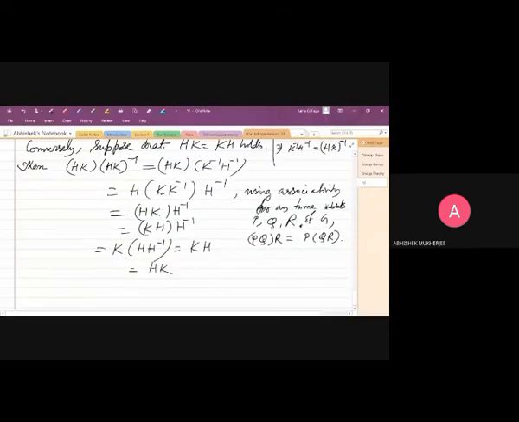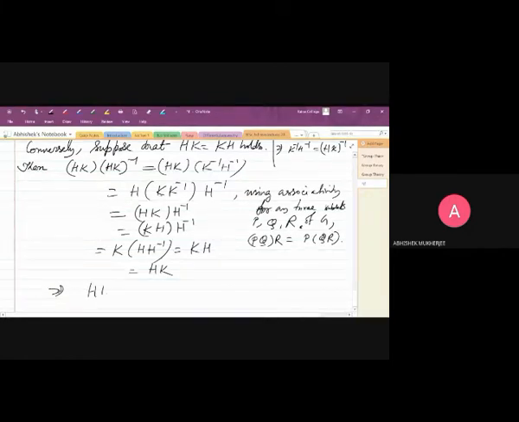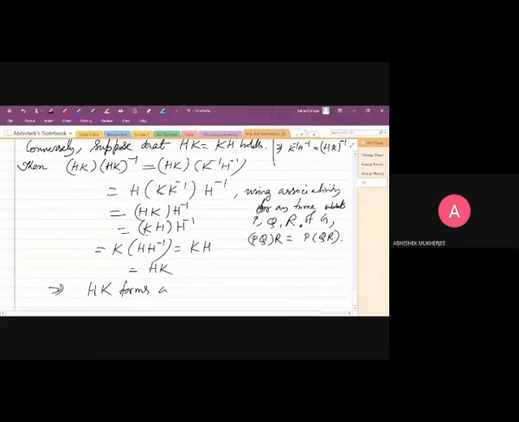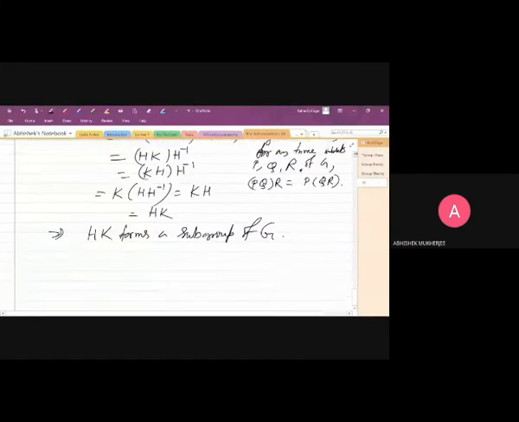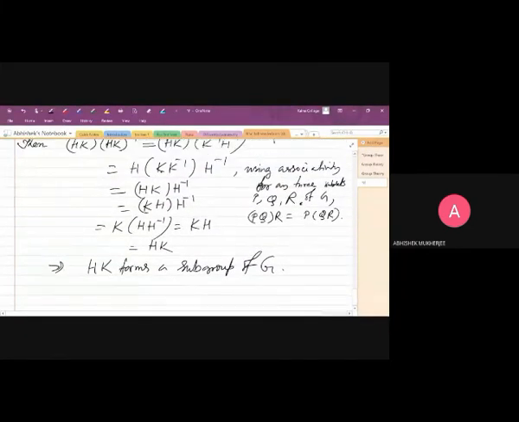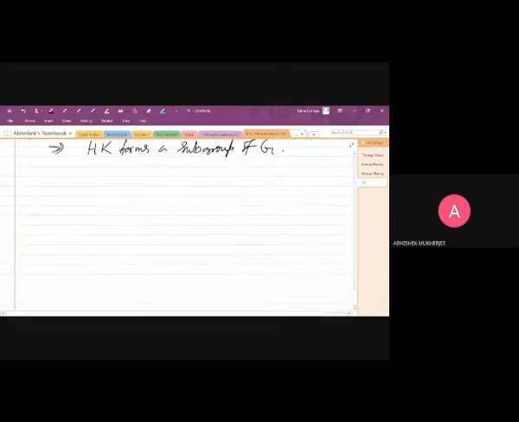So you have seen that HK satisfies the property that HK equals HK inverse. So in view of the same observation, you may conclude that HK forms a subgroup of G. So that you need to prove, that observation: if H is a non-empty subset of a group G, then H forms a subgroup if and only if H is equal to H inverse. Okay, fine.